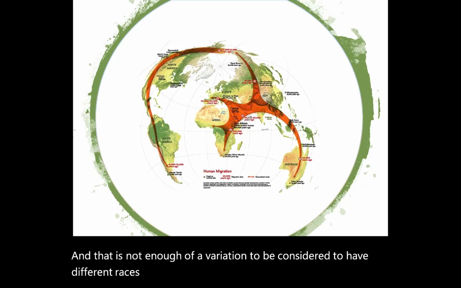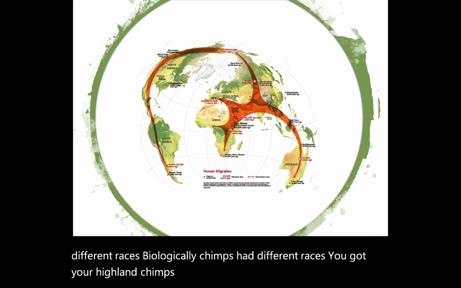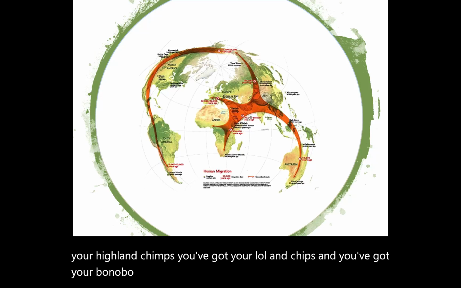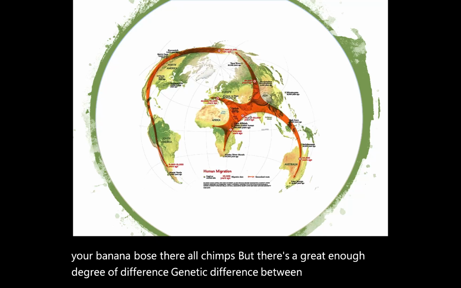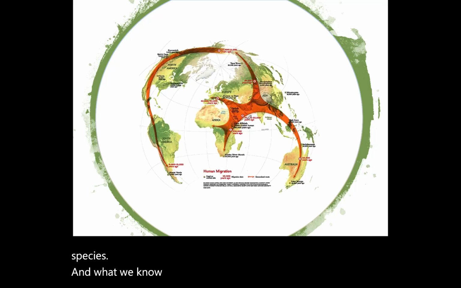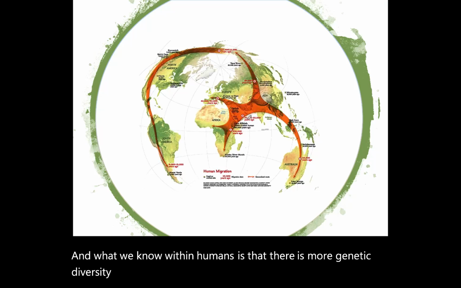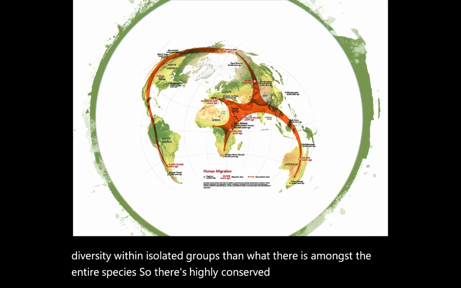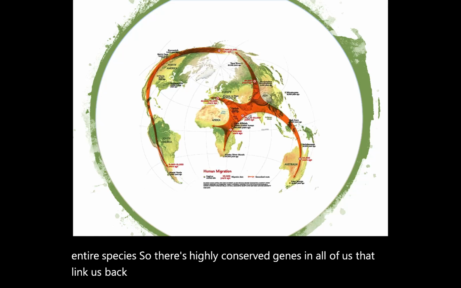Chimps have different races. You've got your highland chimps, you've got your lowland chimps, and you've got your bonobos. They're all chimps, but there's a great enough genetic difference between those populations that they are truly races compared to the entire species. And what we know within humans is that there is more genetic diversity within isolated groups than amongst the entire species. So there are highly conserved genes in all of us that link us back to a common ancestor in Africa, hence the term out of Africa theory.